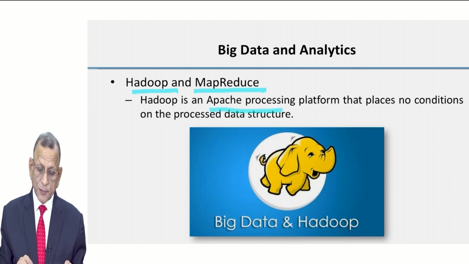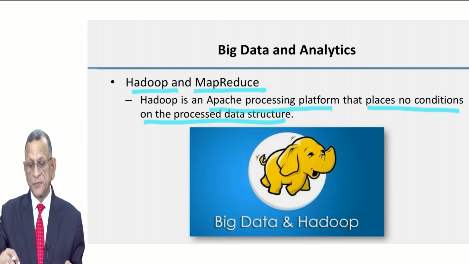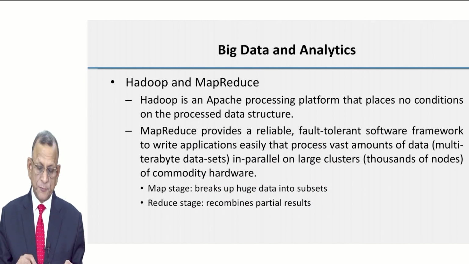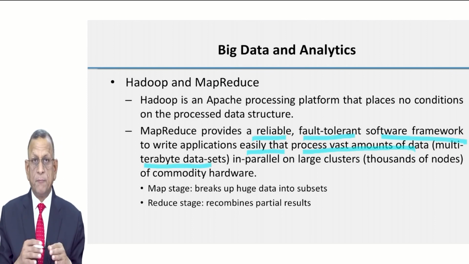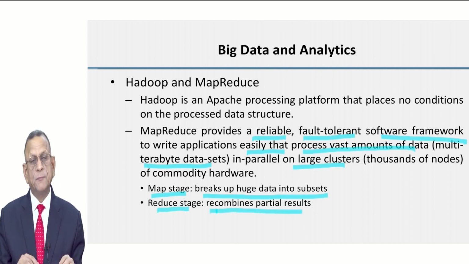Hadoop is an Apache processing platform that places no conditions on the processed data structure. Really unstructured data is being processed with the help of Hadoop, and MapReduce provides a reliable, fault-tolerant software framework to write applications easily that process vast amounts of data, really big data, multi-terabyte data sets in parallel on large clusters. So, map stages break up huge data into subsets and then the reduce stage recombines the partial results.